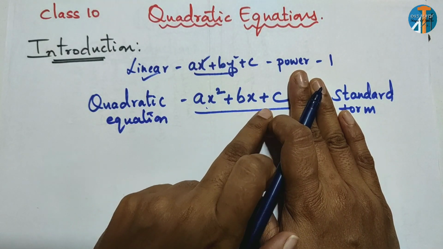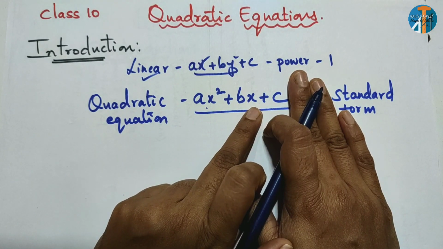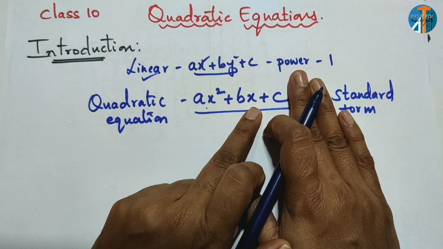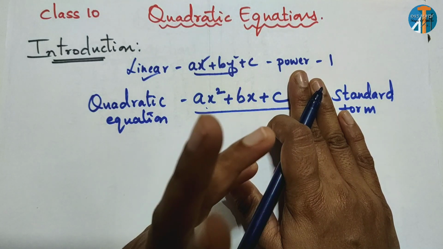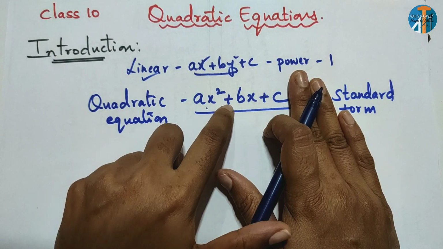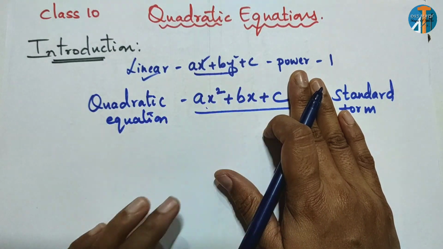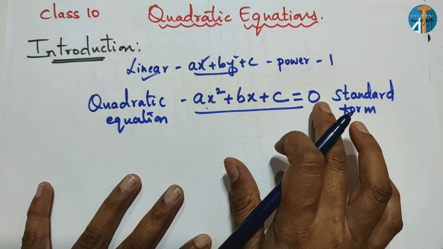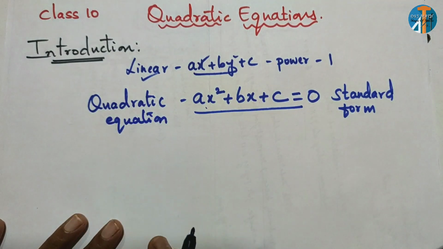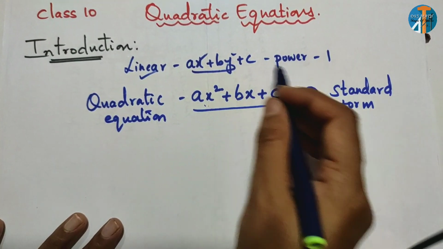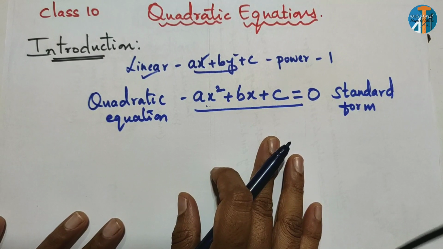But remember, if it is not equal to 0, what are we going to call it? ax square plus bx plus c, if it is like this, we will consider it a quadratic polynomial. Remember, the general form of a quadratic polynomial is ax square plus bx plus c, only this much. If we consider it equal to 0, then we say it is a quadratic equation. So this is the standard form of a quadratic equation.